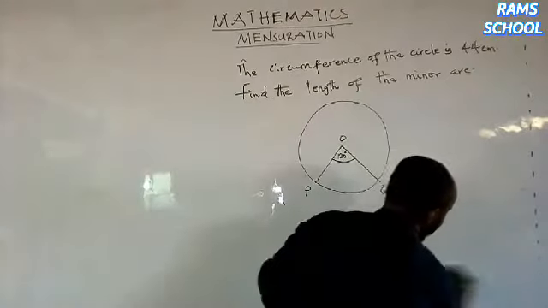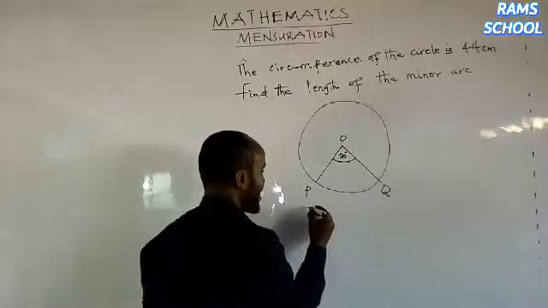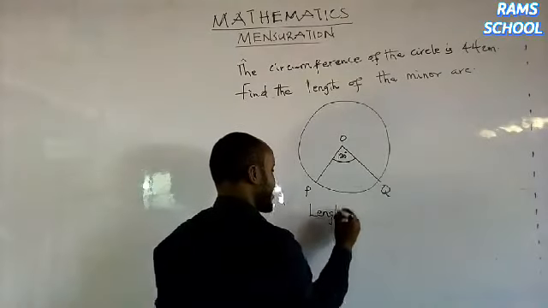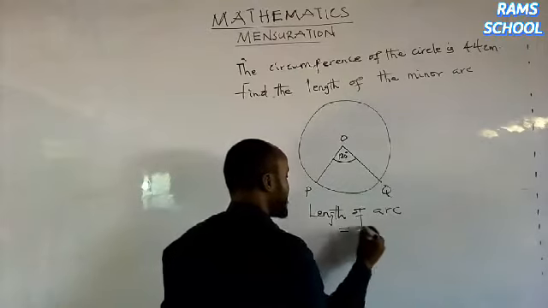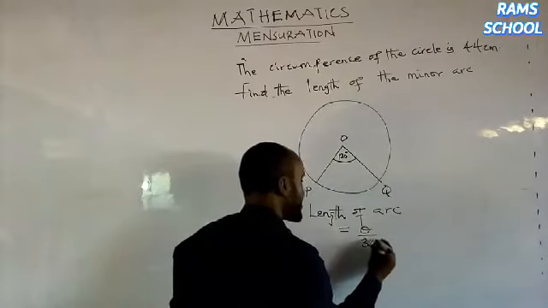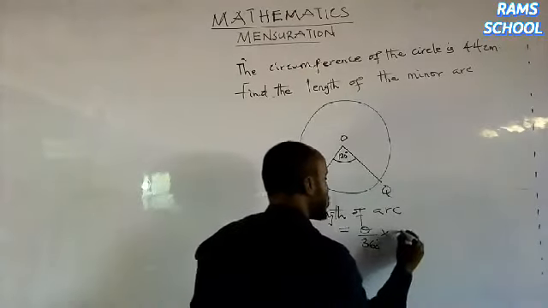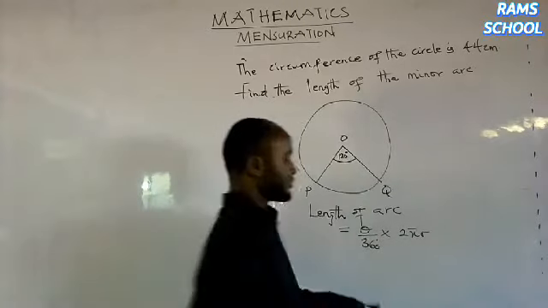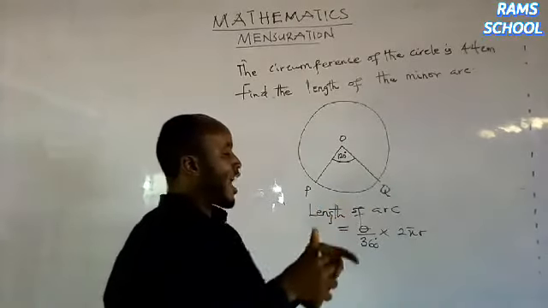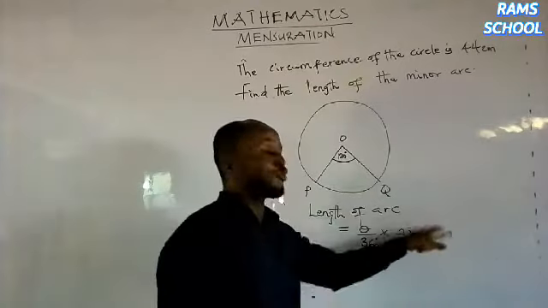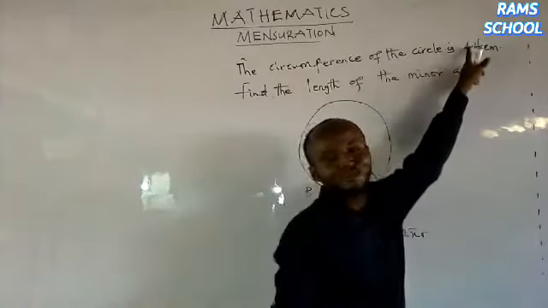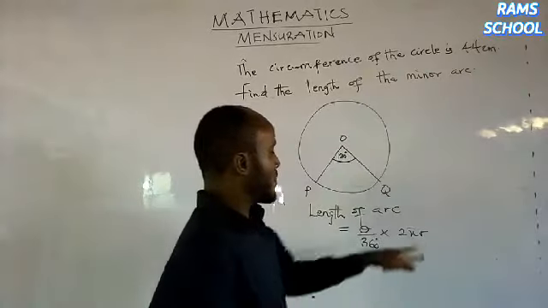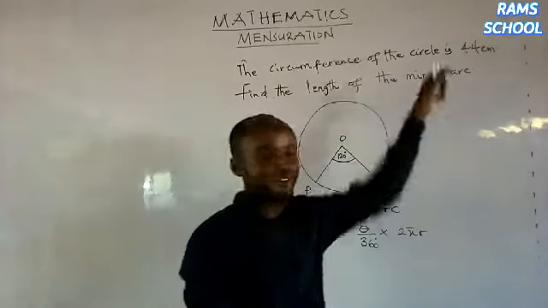So to find the length of the arc, we all know that the length of arc is given by the formula theta out of 360 degrees times 2 pi r. This is the length of an arc. However, the 2 pi r here represents the circumference of a circle, and the circumference of the circle has been given as 44 centimeters. So in place of the 2 pi r, you put 44 centimeters there.